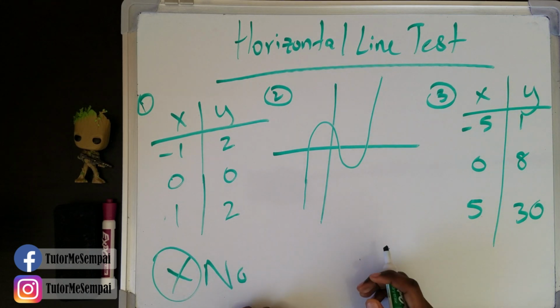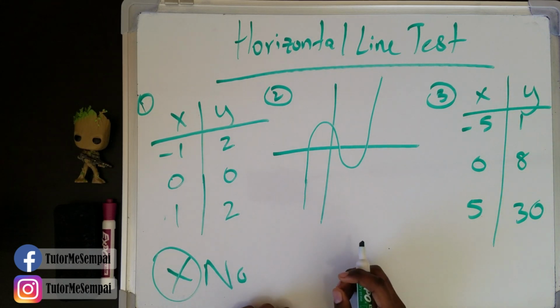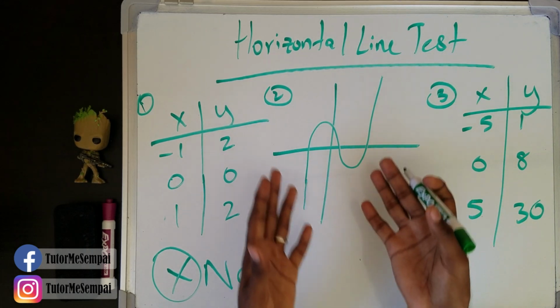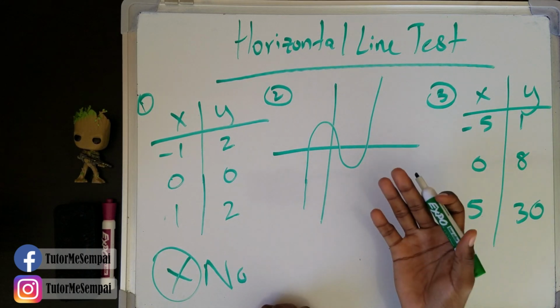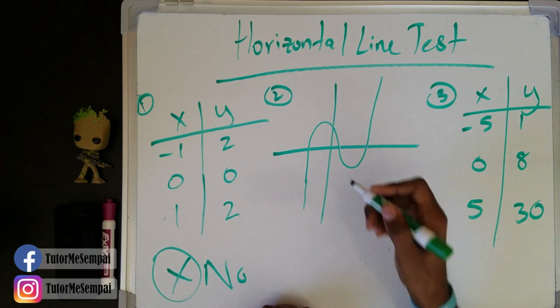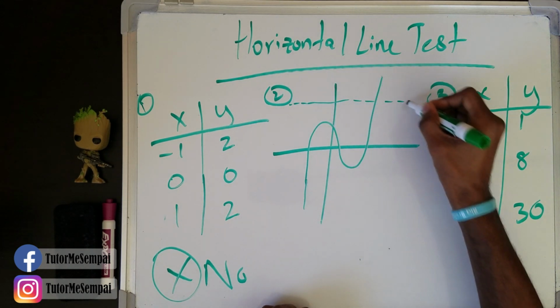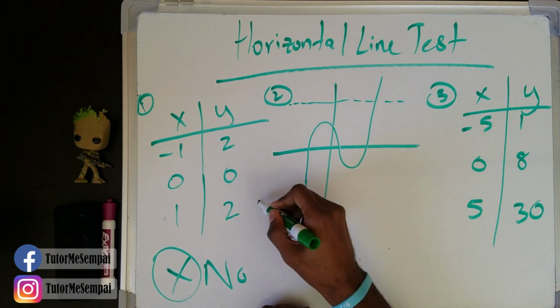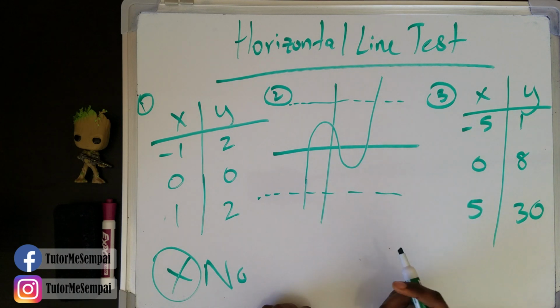How about this one? Does this pass the horizontal line test? Now, we don't have actual points here, but based on looking at this graph, is this going to be something that passes the horizontal line test? Well, if you put a horizontal line here, you only pass it once. If you put a horizontal line here, you only pass it once.